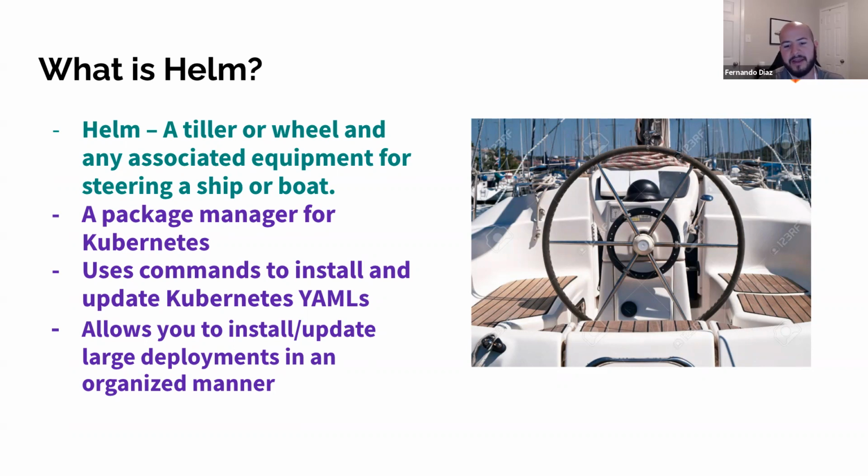You just have a values.yaml file that you can edit per environment, and then you run the Helm commands and it'll install all these different Kubernetes manifests required. So just to continue with the bullet points, it allows you to use commands to install and update Kubernetes YAMLs. So instead of having 20 YAMLs, you have one Helm chart that has those YAMLs, and then you can just update one file. And by updating that one file, it makes it easier to manage your deployments.